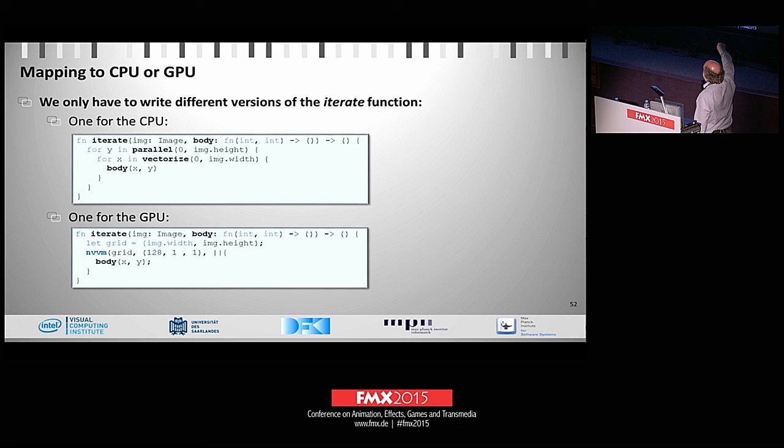Vectorize, as I said, is built in. It takes our whole function vectorizer. And on the GPU, we just map all of this to NVVM. And again, you might want to compute the optimal grid size and things like that here. So it's a simplified version, of course.